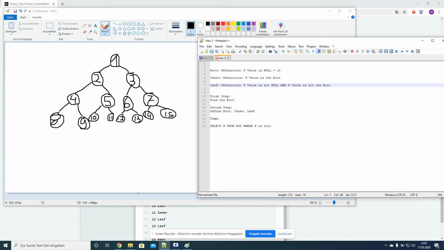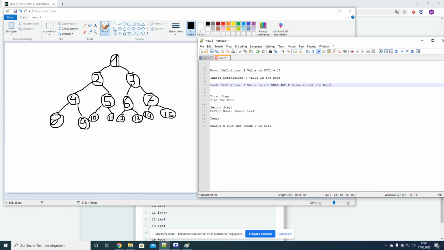So we got a bit of a problem here. The question is, how can we solve that? What makes these inner nodes inner nodes? Well, we know that the inner nodes, they have 2 strings here that the leaves don't have. So the leaves are not a parent of anyone.